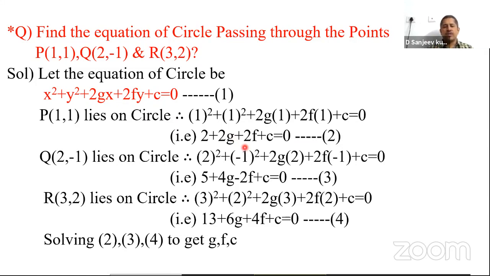2 plus 2g plus 2f plus c is equal to 0. 5 plus 4g minus 2f plus c is equal to 0. 13 plus 6g plus 4f plus c is equal to 0.